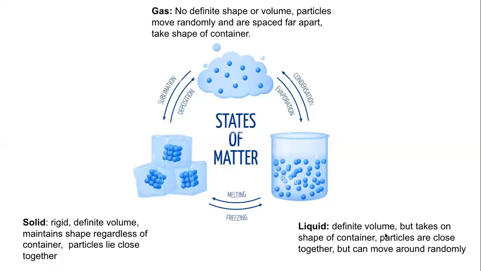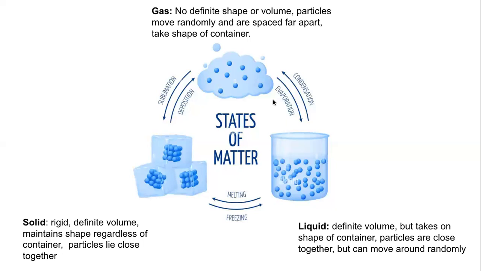Now, even though it has the ability to take on the shape of a container, the volume will remain the same. The particles are close together, but they can move around randomly. So in our example here, we have a little flask filled with some blue water molecules, and you can see that they're not as close together or compact as the solid, and they're able to move around each other.